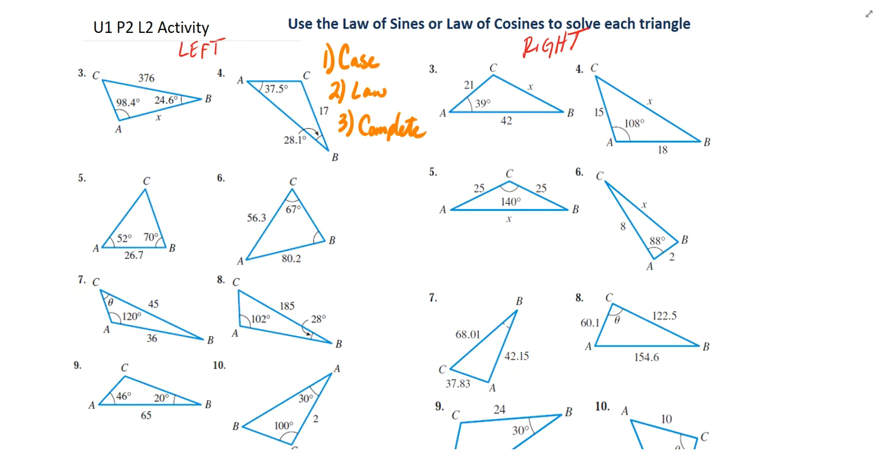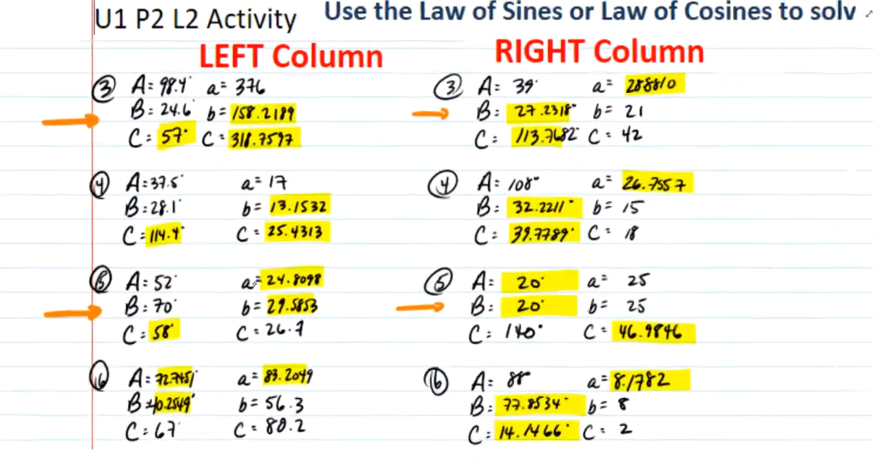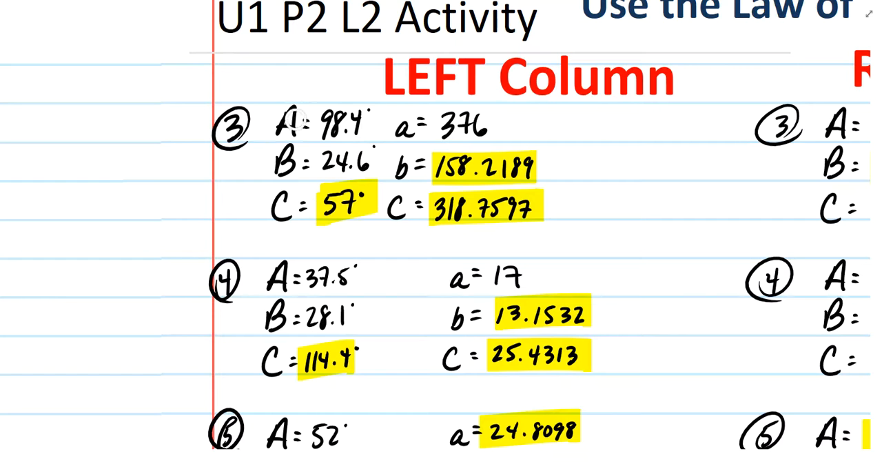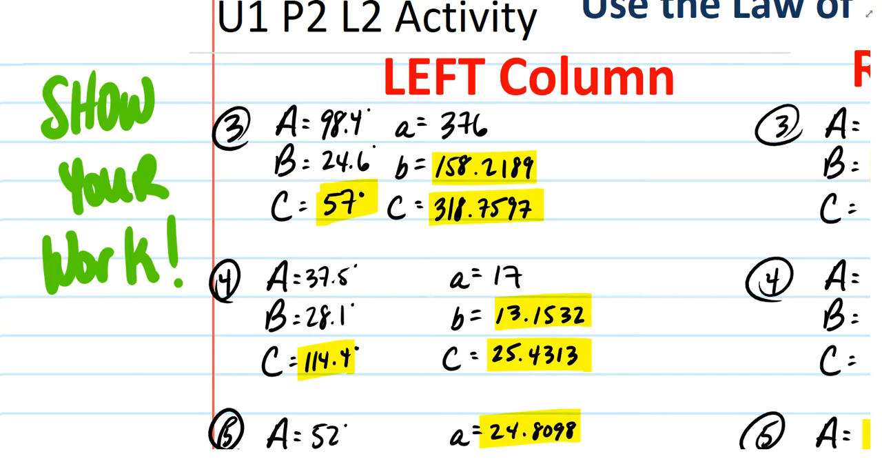Now the answer sheet looks something like this, where I have solutions that are indicated. And you can see that angle measures A, B, and C are provided on the left, while side lengths are provided on the right. These answers are provided for reference only, and I would like to remind you that it's very important during this process for you to show your work while completing your assignment.